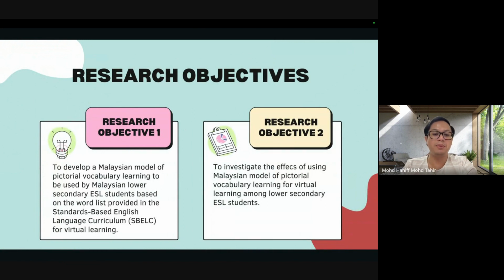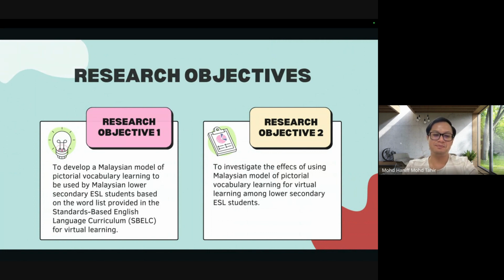Based on the research problem, the researcher has derived these two research objectives. The first research objective of this study is to develop a Malaysian model of pictorial vocabulary learning to be used by Malaysian lower secondary ESL students based on the word list provided in the standard-based English language curriculum for virtual learning. And for the second research objective, the researcher intends to investigate the effects of using the Malaysian model of pictorial vocabulary learning for virtual learning among lower secondary ESL students in Malaysia.